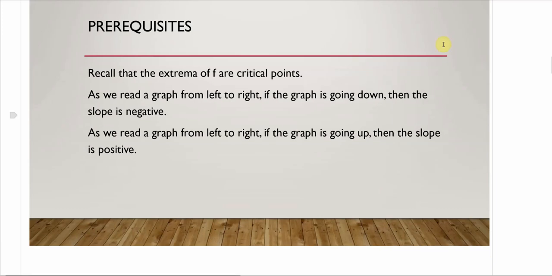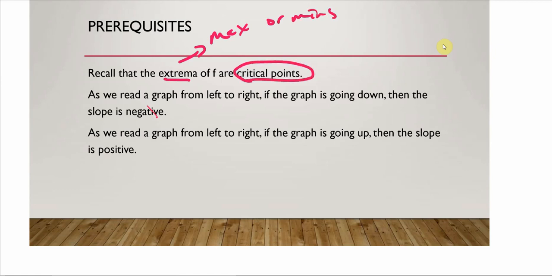So what are the prerequisites? What is it that you need in order to find the pictures of f prime or f double prime? Well, you need to recall that extrema, for those of you that do not recall, are max or mins of f. They are critical points, and critical points are special because critical points is where f prime of x is equal to 0. So that's what critical points are.